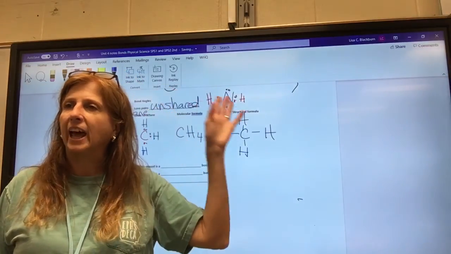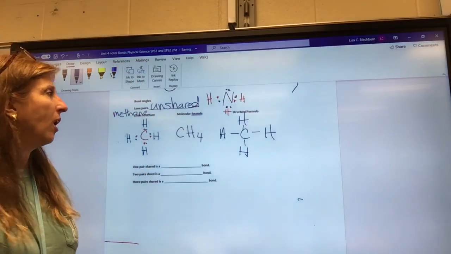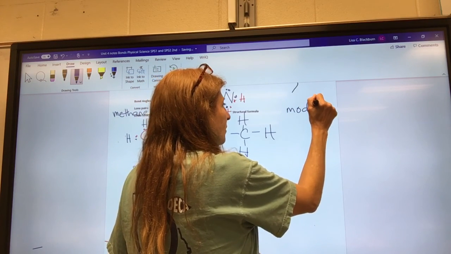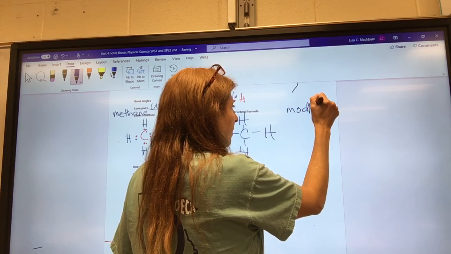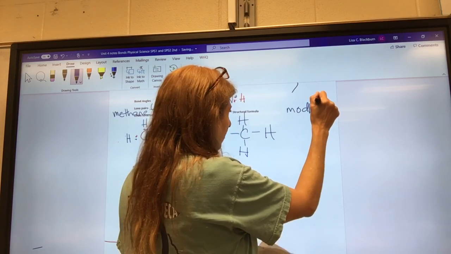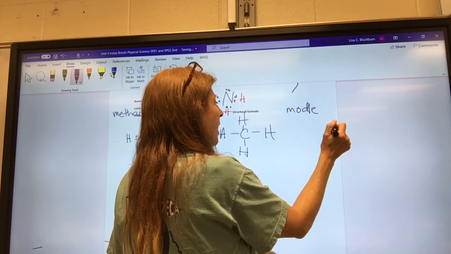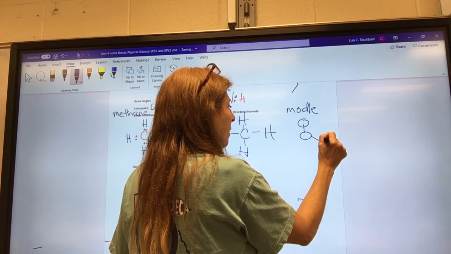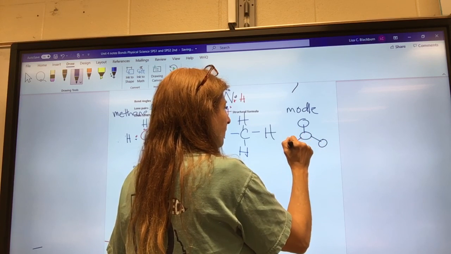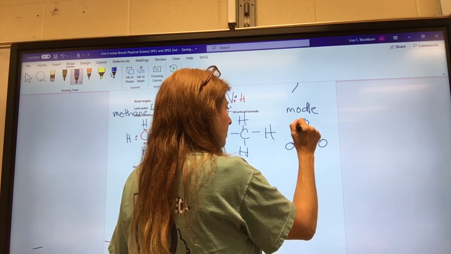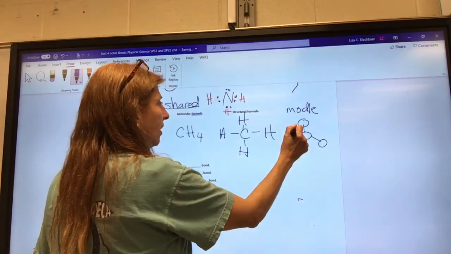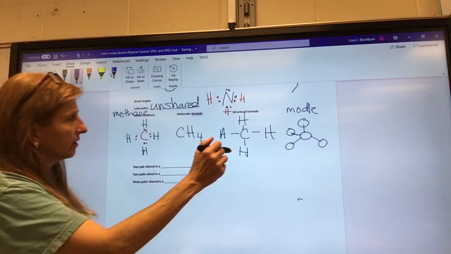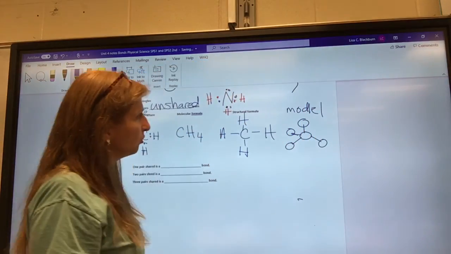In our lab today, we're going to be doing that, but we're also going to do another one. I'm going to draw this here, which is the model. When you draw the model, you're going to draw it ball and stick. Just so you know what that is, there's a model of it. Ta-da. My model didn't write too good. Left off the L.